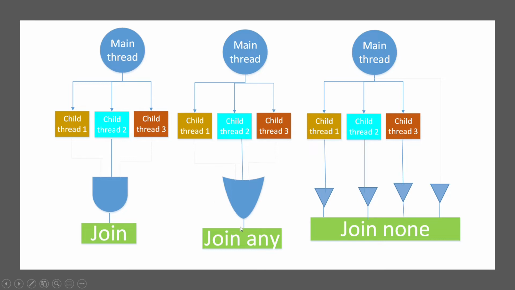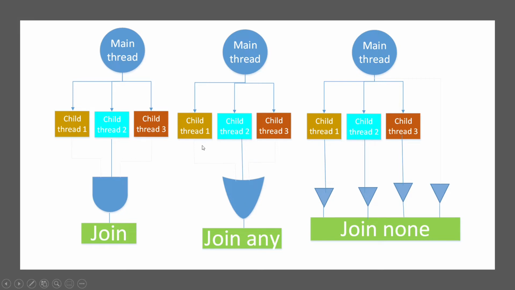Now, join any, how does it work? I put the logical equivalent: it's like an OR gate. That means if any one of the inputs is equal to 1, it comes out of the loop. For example, if among child threads 1, 2 and 3, thread 2 takes 20 nanoseconds, that's the fastest. Child thread 1 may take 100 nanoseconds, thread 3 may take 300 nanoseconds. It just waits for the 20. Once child thread 2 is finished after 20 nanoseconds, it comes out of the loop.